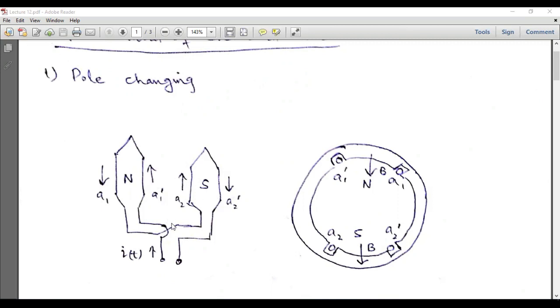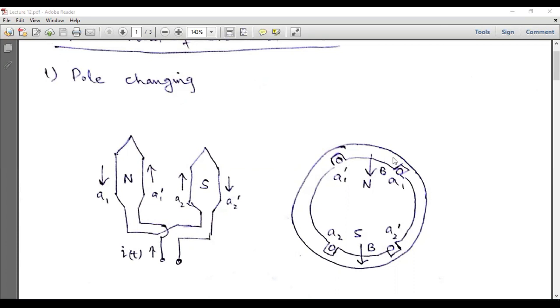So in this circuit, you can see there are two current loops. This is the first loop and this is the second loop. The connection of these windings is done in such a way that the direction of current in this loop is anti-clockwise and the direction of current in this loop is clockwise. As a result, this loop will correspond to a north pole and this loop will correspond to a south pole because the direction of current in both the loops is opposite.